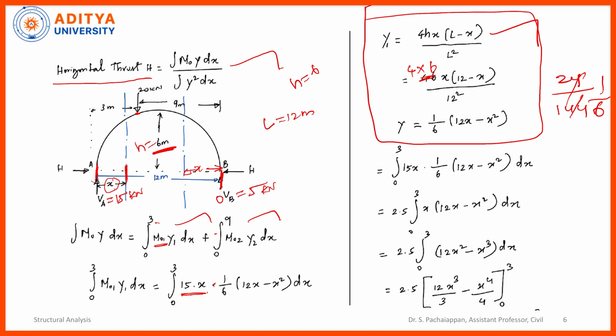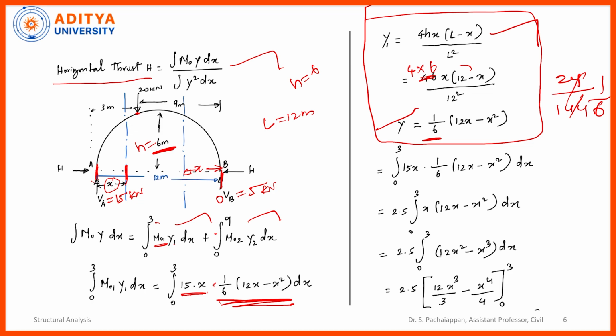So this 1 by 6 we keep outside. Then multiplying the x term inside, we get 12x minus x square. So this is the y value, and this y value is substituted here. So m0 y1. Now we are going to integrate it.